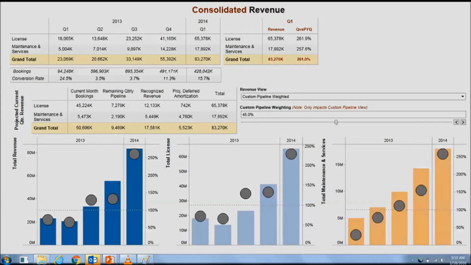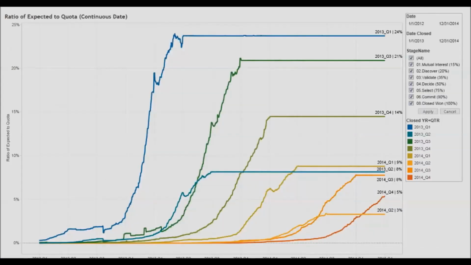Okay, so this next one looks at what expected bookings are and how we're comparing to our quota for every day in the period, to see if we're going to meet or exceed 100% at the end of the period. And this compares to past quarters and past periods that are similar to this current period.